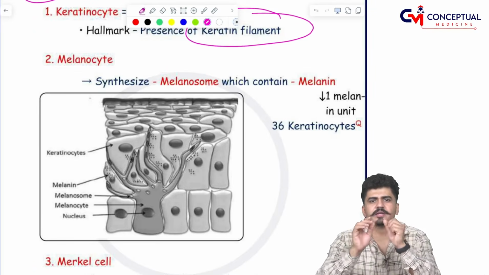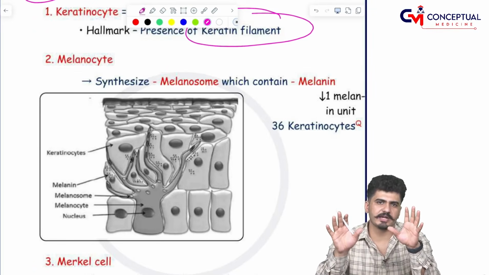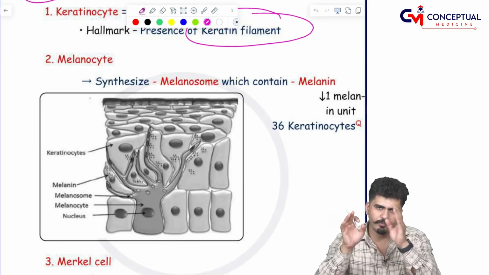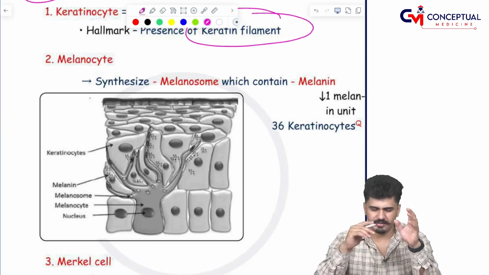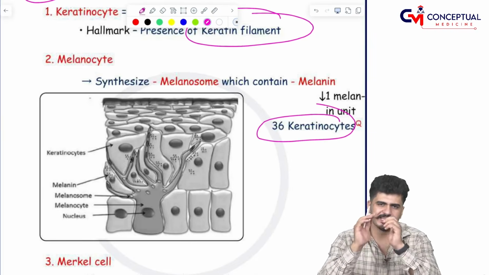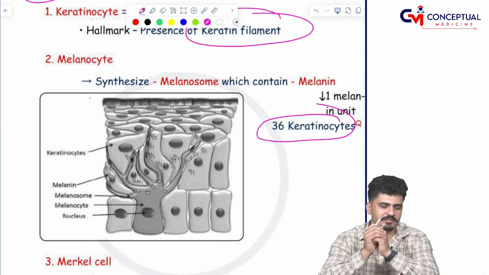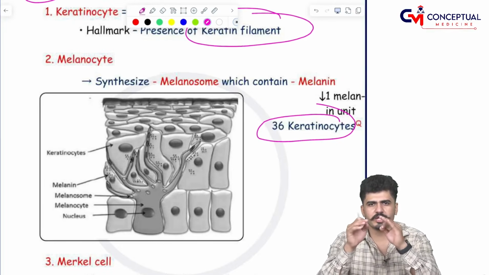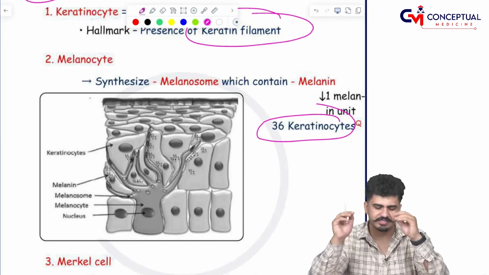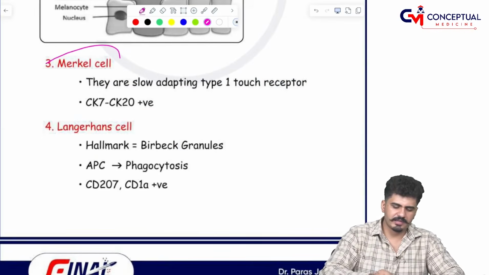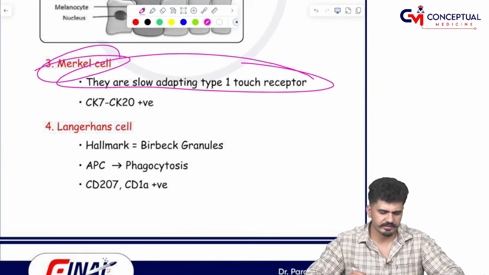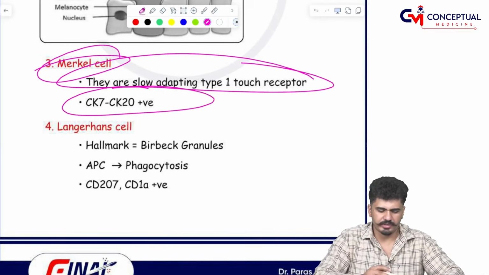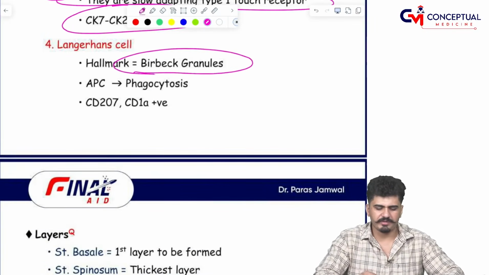Now one melanin unit has 36 keratinocytes, which is constant. No matter how much melanin increases or decreases, every melanin unit will have 36 keratinocytes. That means keratinocytes are not responsible for color tone. Then who is responsible? Melanin is responsible. Now the Merkel cell: they are type 1 touch receptors, CK20 positive. Langerhans cells have Birbeck granules.